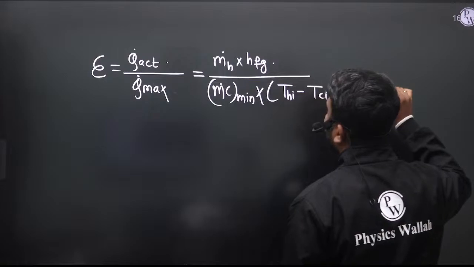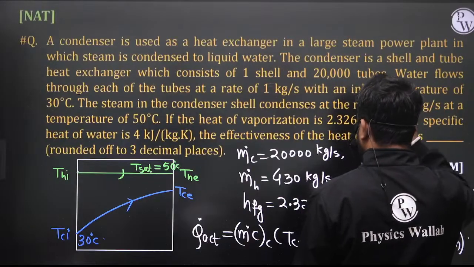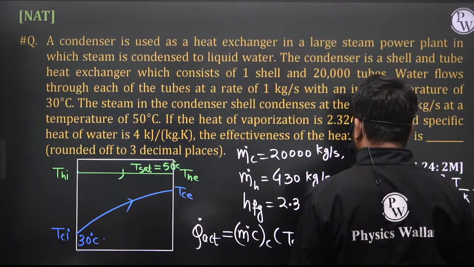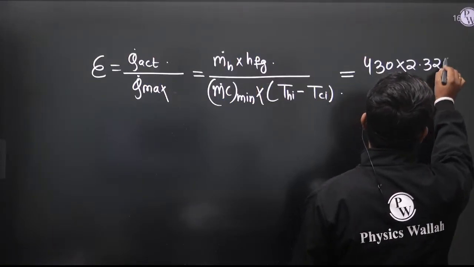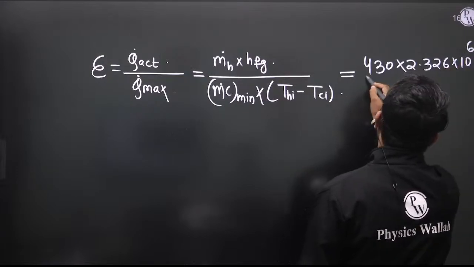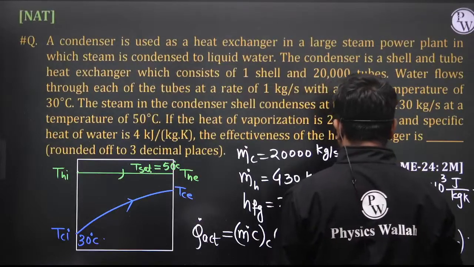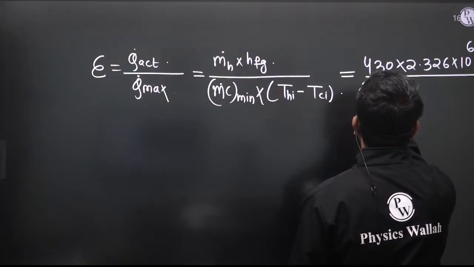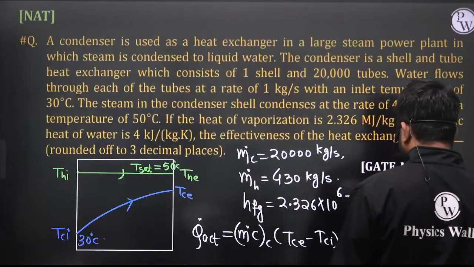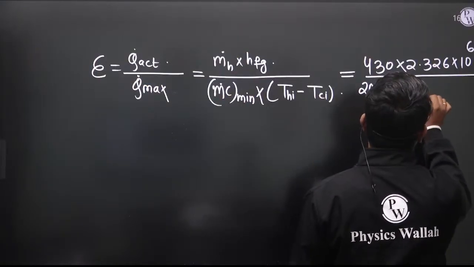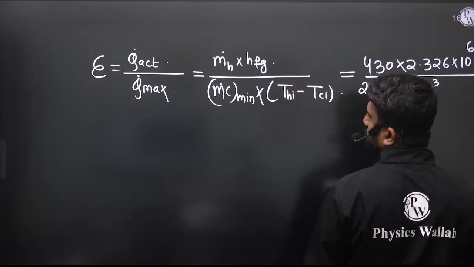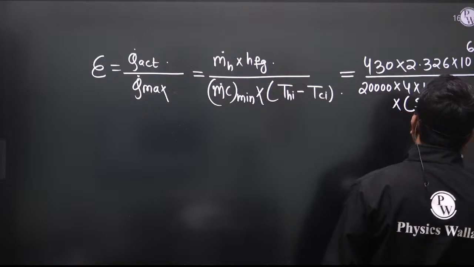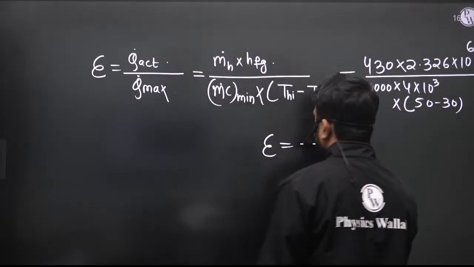So we can write that m dot h is 430 into 2.326 into 10 to the power 6, divided by m dot minimum, that is nothing but for the cold fluid, so this is 20,000 into the specific heat 4 into 10 to the power 3, into the hot fluid inlet temperature 50 minus 30. Now tell me, what is the effectiveness? Is it clear to everyone? Is it clear or not?